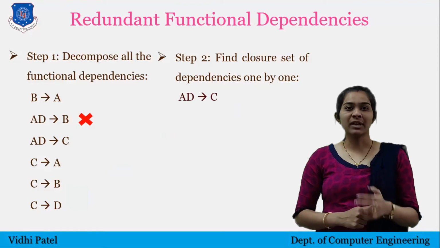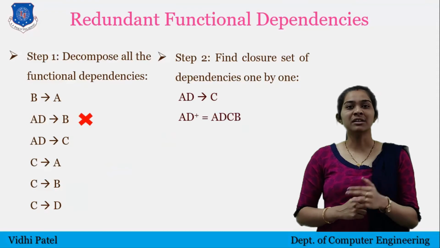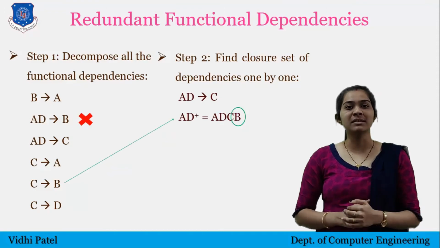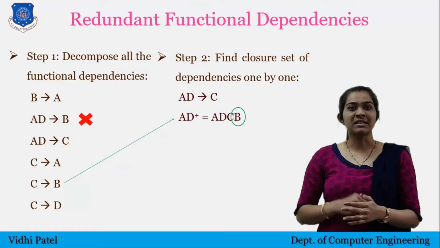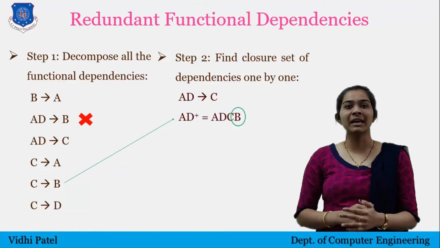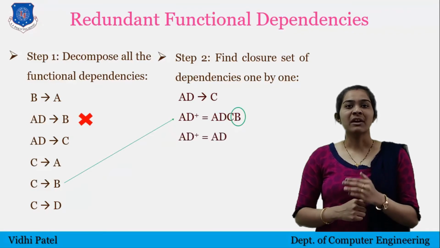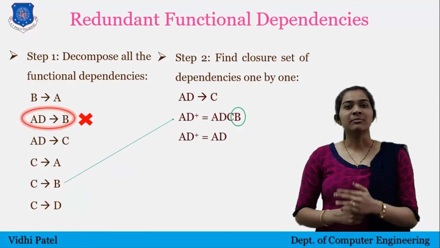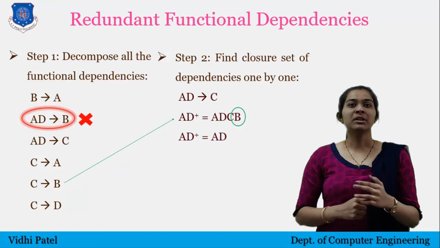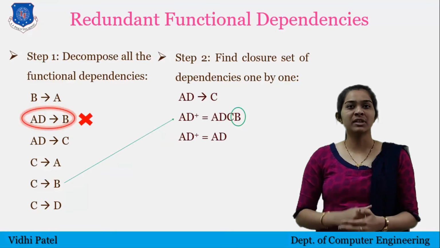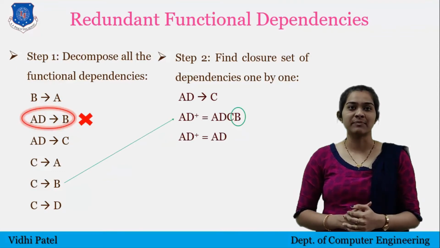Now take the next dependency, which is AD determines C. In the closure set of AD, we get attributes A, D, C and B. Here B is determined from the dependency C determines B. Now without the AD determines C dependency, if we find the closure set, then we get AD only. We cannot include B because we have already excluded the AD determines B dependency. We get two different attribute sets with and without the AD determines C dependency, so we cannot exclude this dependency.